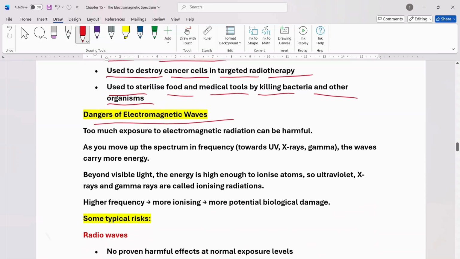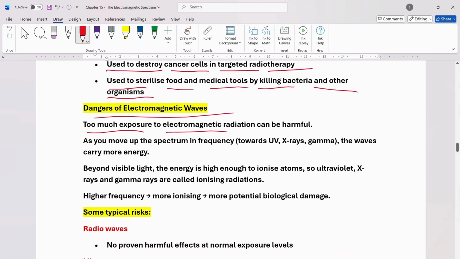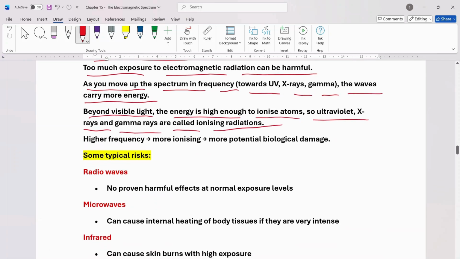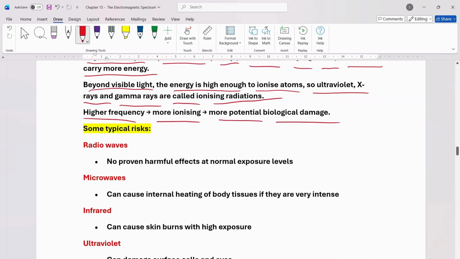Dangers of electromagnetic waves. Too much exposure to electromagnetic radiation can be harmful. As you move up the spectrum in frequency towards UV, X ray, gamma, the waves carry more energy. Beyond visible light, the energy is high enough to ionize atoms, so ultraviolet, X rays, and gamma rays are called ionizing radiation. Higher frequency, more ionizing, more potential biological damage.